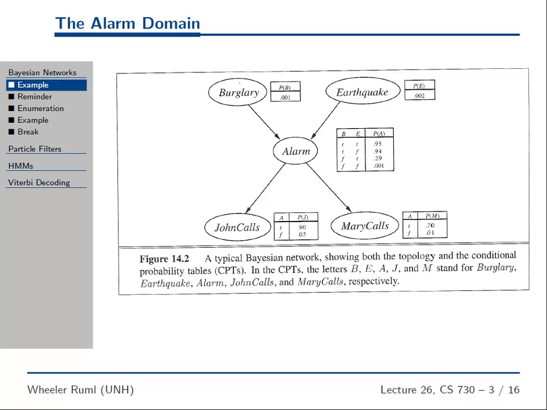It's just not true, yeah. You can't correctly specify its probabilities without talking about the probabilities of these things. Whereas these guys are independent of each other. Whether or not there's a burglary has no effect on whether there's an earthquake.